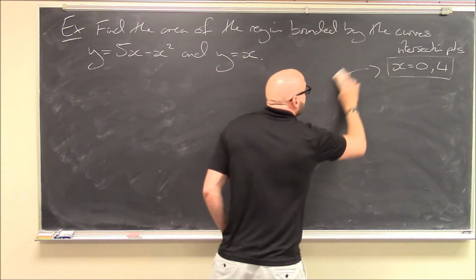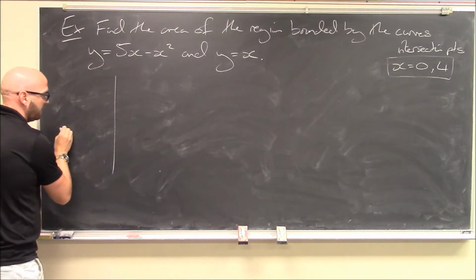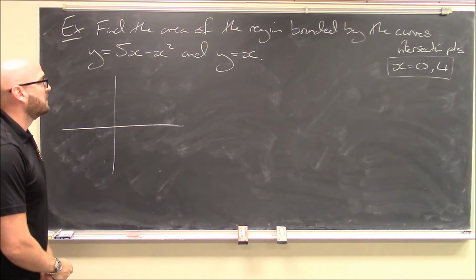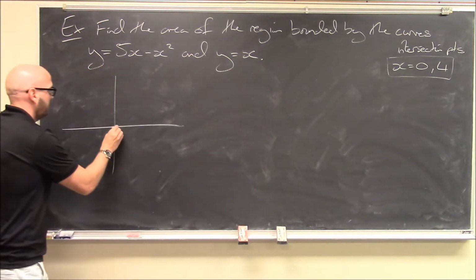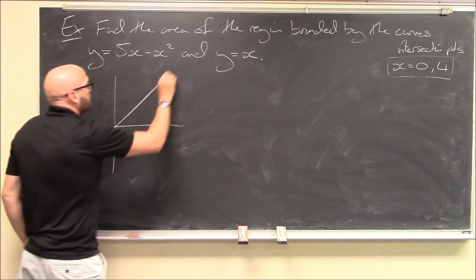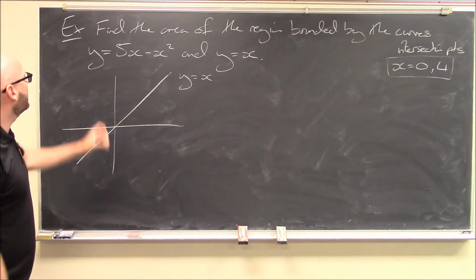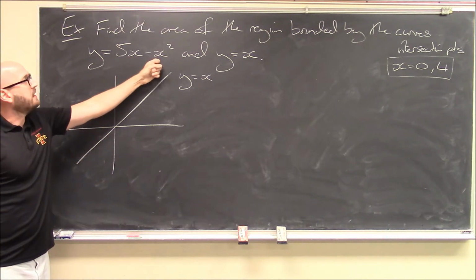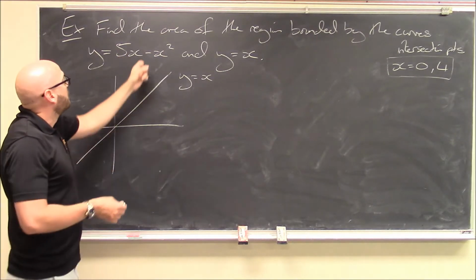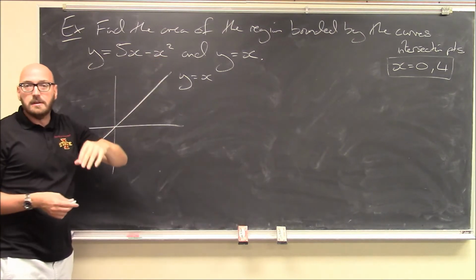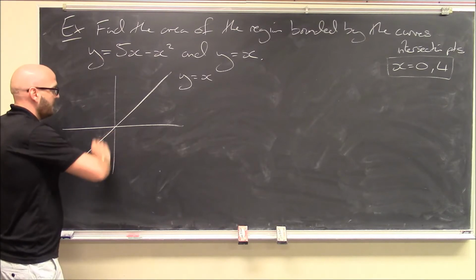And that alone is actually enough to graph exactly what's happening, because the other parts of these functions are well enough understood. I have y equals x, a straight line through the origin, slope 1. There's y equals x. Now what about this function? This is a quadratic, so it's a parabola. And because my coefficient in front of x squared is negative, it's a downward opening parabola. So that means it must look something like this.